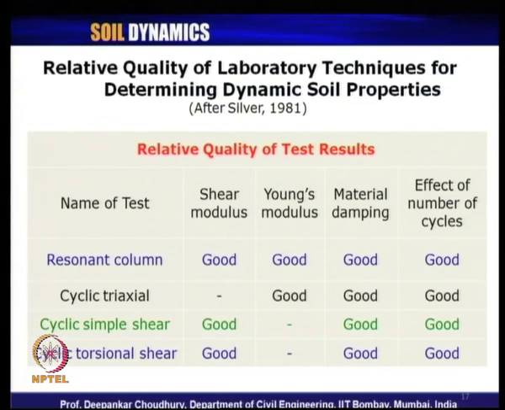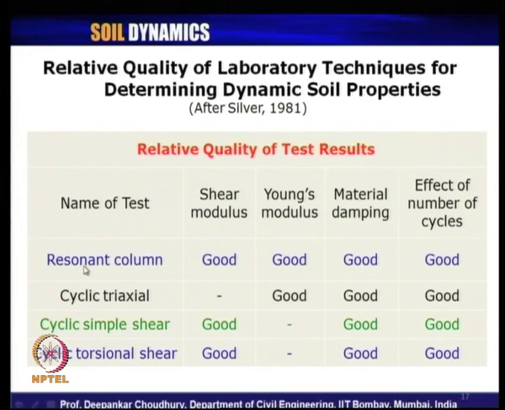Now, let us come to the relative qualitative assessment for various laboratory tests that we have seen to determine the dynamic soil properties. It is given by Silver in 1981. This column gives the various names of the laboratory tests, that is resonant column test, cyclic triaxial test, cyclic simple shear test, cyclic torsional shear test, and these are the parameters which we are obtaining: shear modulus, Young's modulus, material damping and effect of number of cycles.